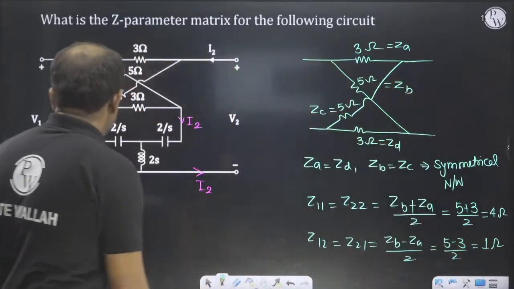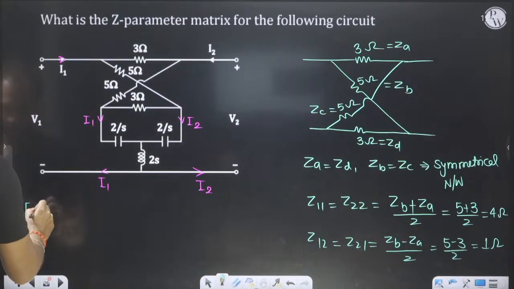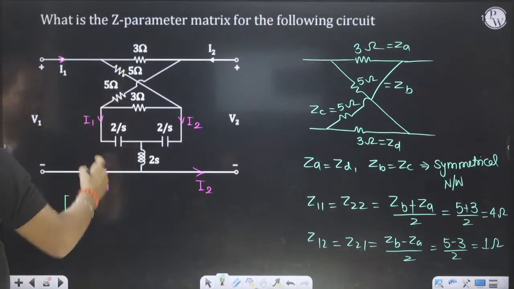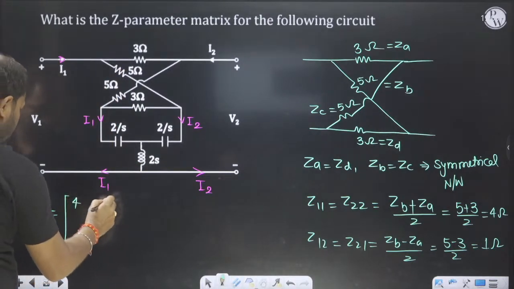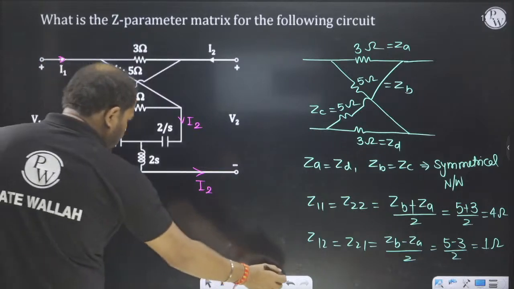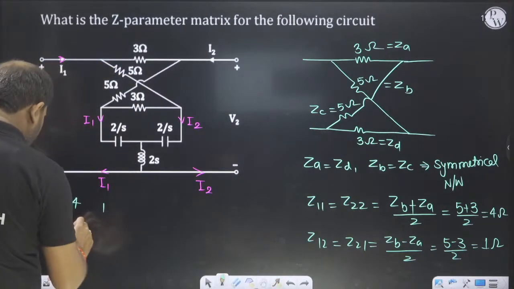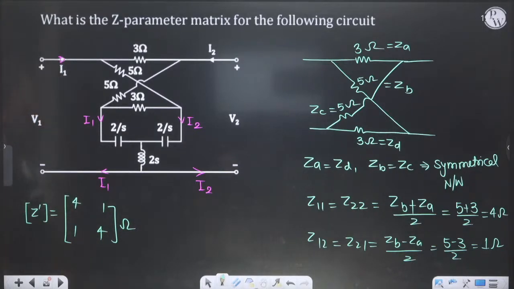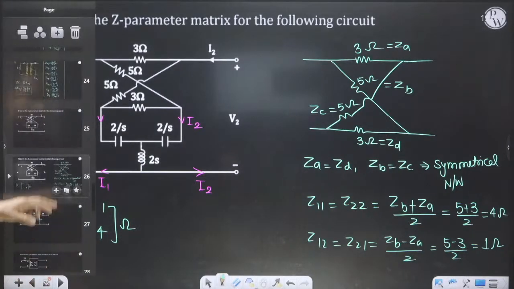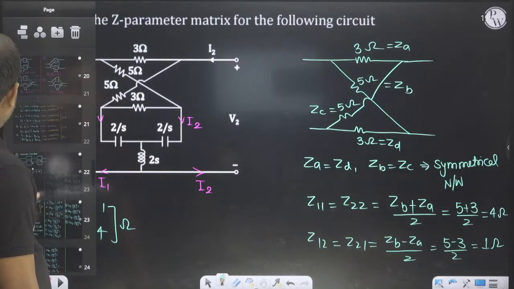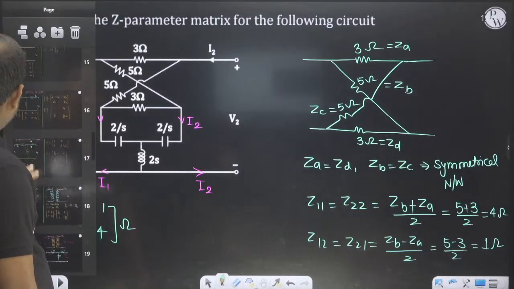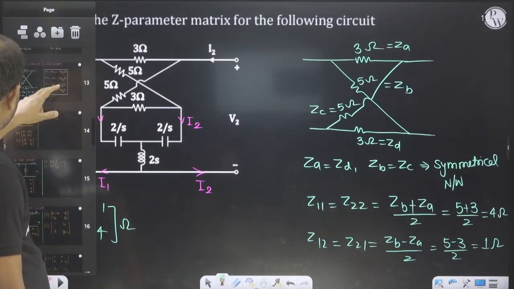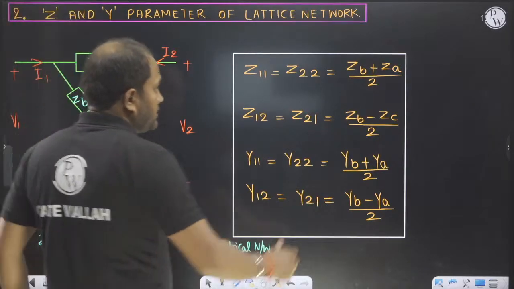So Z dash is equal to, what? It is equal to [4 1; 1 4]. So this is our Z dash. I will check whether the formula I have applied is correct or not. Yes, ZB plus ZA, and ZB minus ZA.